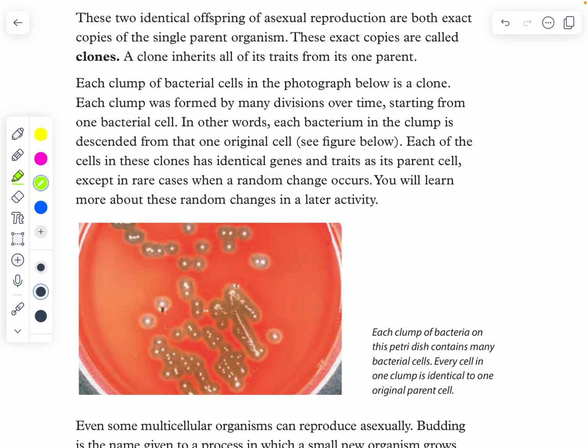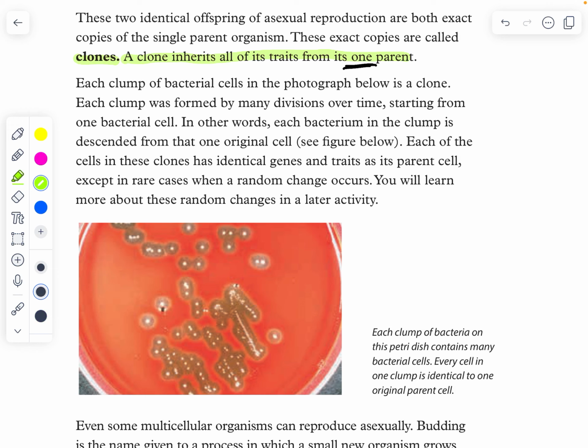These two identical offspring of asexual reproduction are both exact copies of a single parent organism. These exact copies are called clones. A clone inherits all of its traits from its one parent. I even want to underline one parent. Each clump of bacterial cells in the photograph below is a clone. Each clump was formed by many divisions over time, starting from one bacterial cell. In other words, each bacterium in the clump is descended from that one original cell.